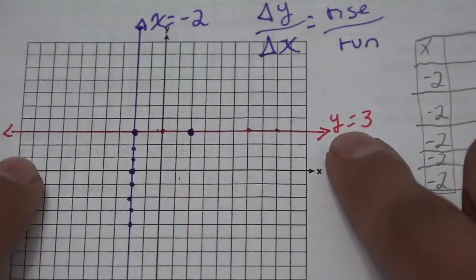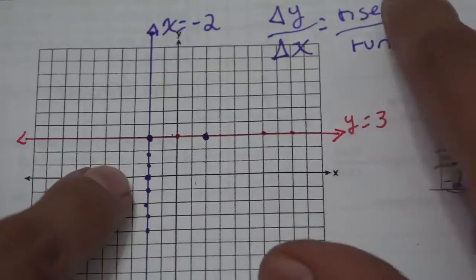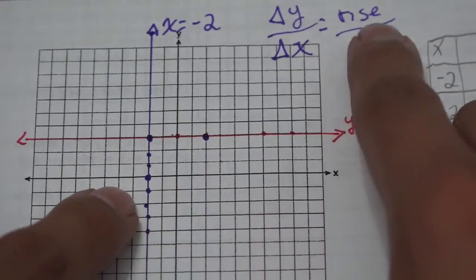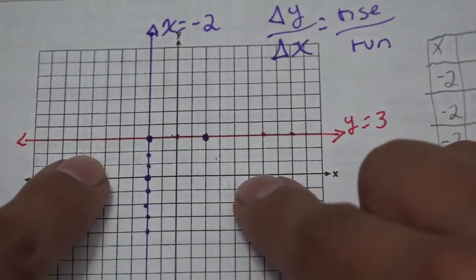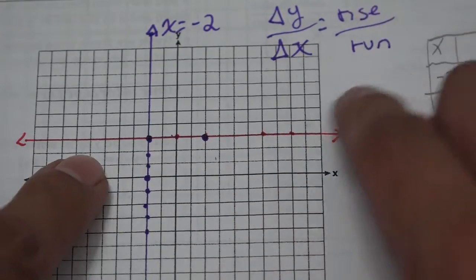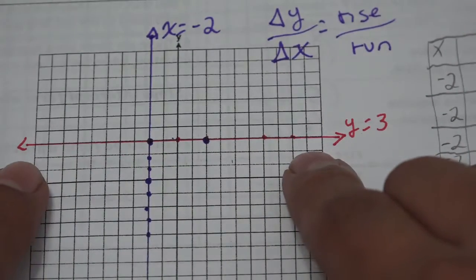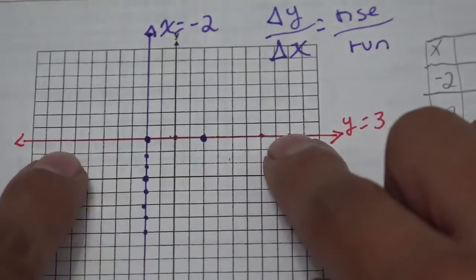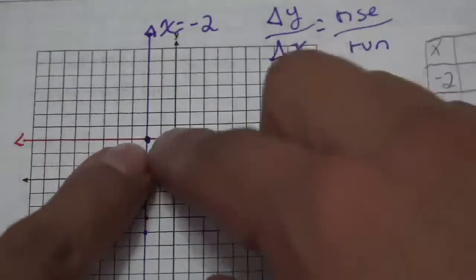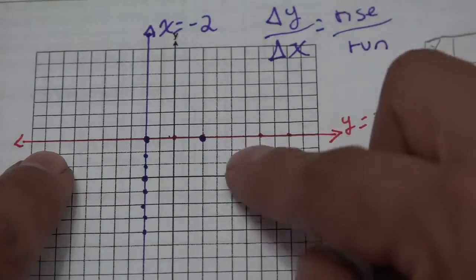Now let's try the horizontal line. Remember, the slope is rise over run. Right here is a horizontal line, so basically it has no rise. Therefore, the rise is 0, but it has run. So what does that mean? The rise is going to be 0. Let the run be any number.